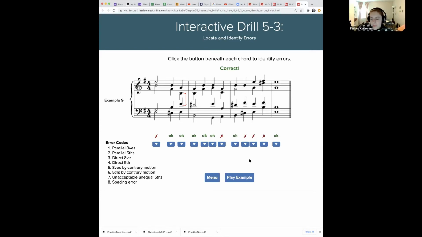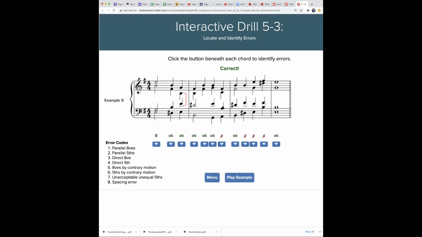Well, isn't there somewhere where you can challenge it? No. Can we reset it? Do a different one? Well, let's figure out what these 5 errors are that they tell us they have. I think maybe the very first chord is a spacing error. Why? There's more than an octave between the tenor and the alto. Good. You were right.